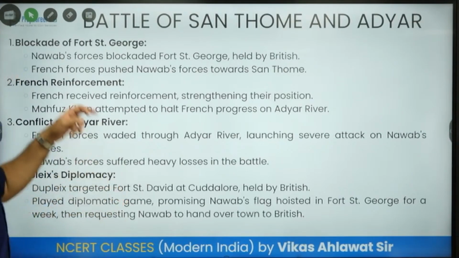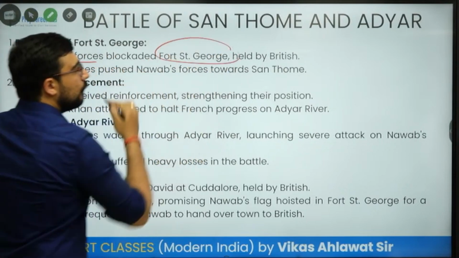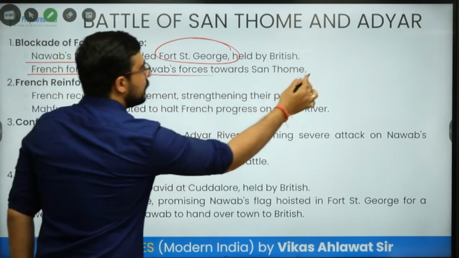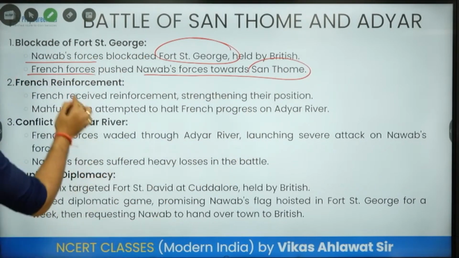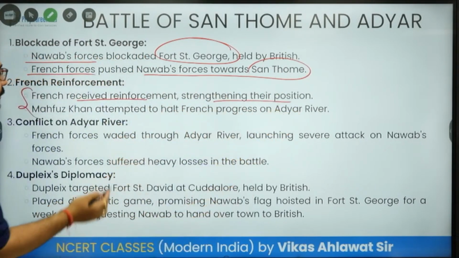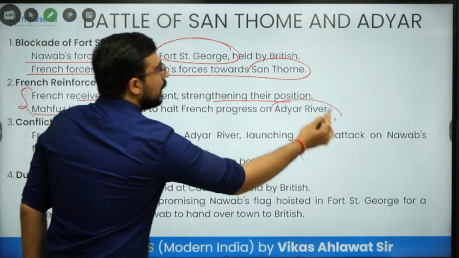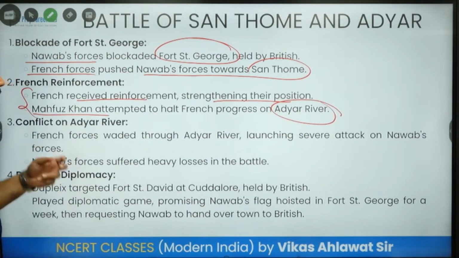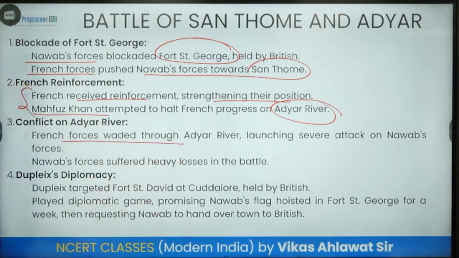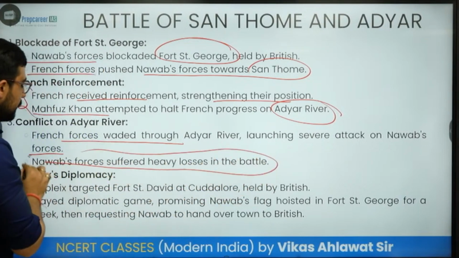But the worst thing was, the Nawab's forces blockaded Fort St. George, which was held by the British. The French forces pushed the Nawab's forces towards Saint Thom, and the French received reinforcements which strengthened their position, and finally Mahfuz Khan attempted to halt the progress on the Adyar river. In this battle of Saint Thom, the French forces waded through the Adyar river, launching a severe attack on the Nawab, who suffered heavy losses in this battle.